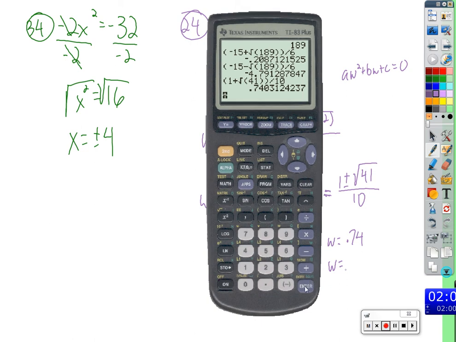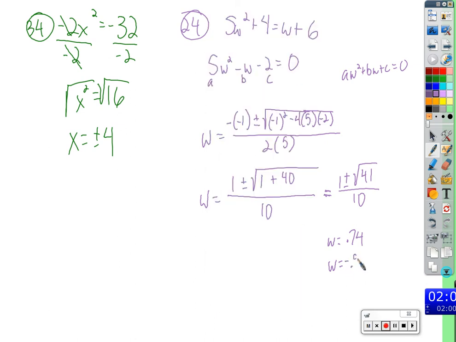Make it minus the square root of 41, you get the other solution, negative 0.54. Other questions?